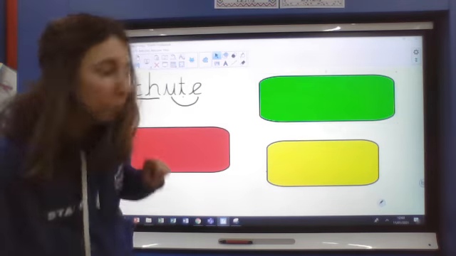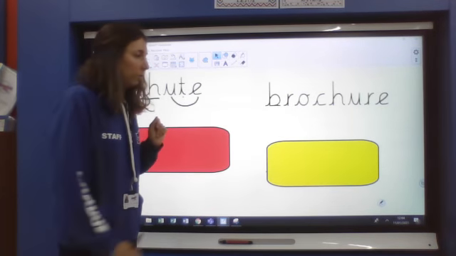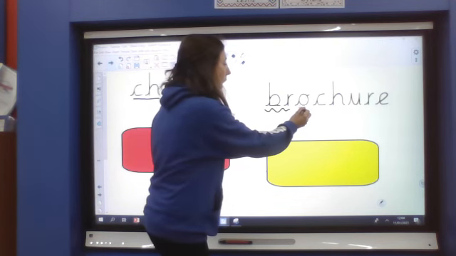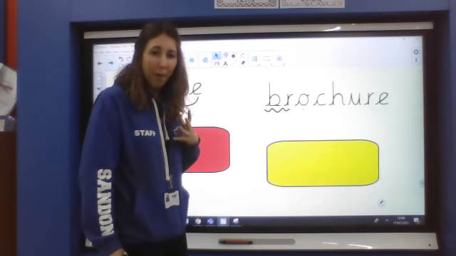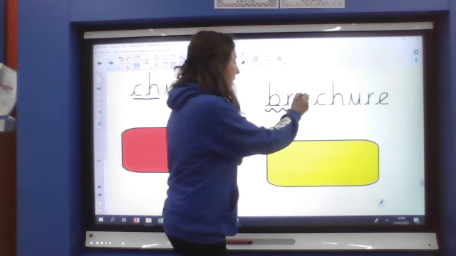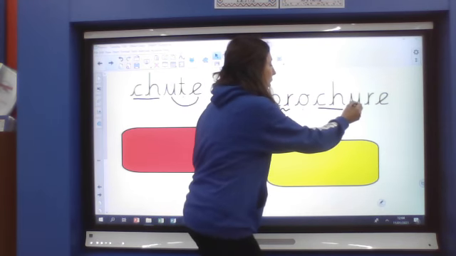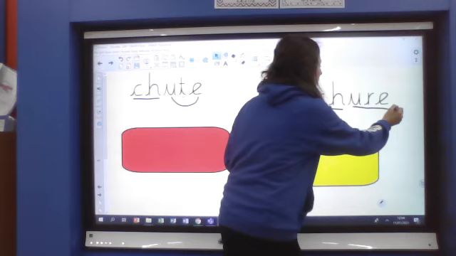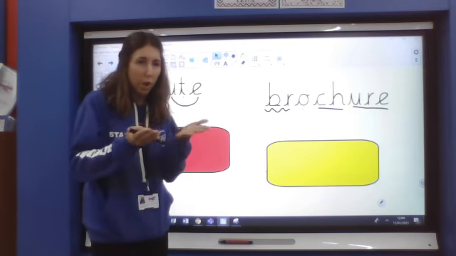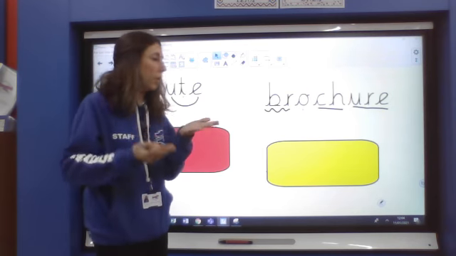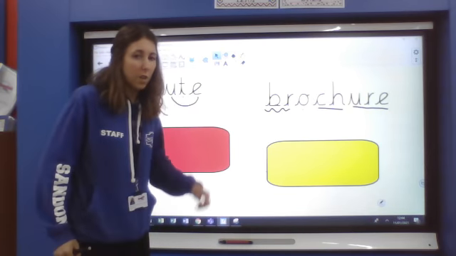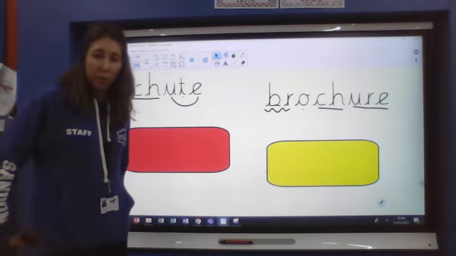Let's go to the green one now then. Okay, green one. I've got a blend at the start. Br. In that word, this letter o makes the oh sound. It doesn't make an o, it's not a short vowel sound, it makes the oh sound. So br, oh. It's a brochure. Okay, brochure. So a brochure is like a magazine or a leaflet that we might look through, isn't it? A brochure.